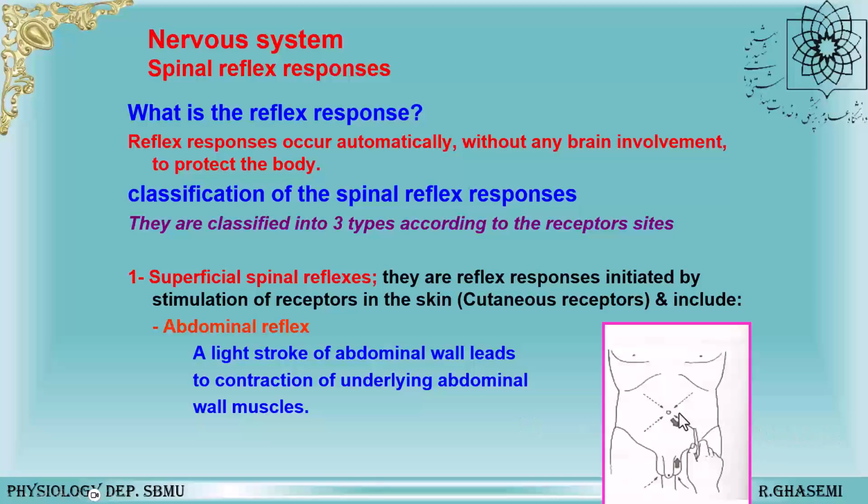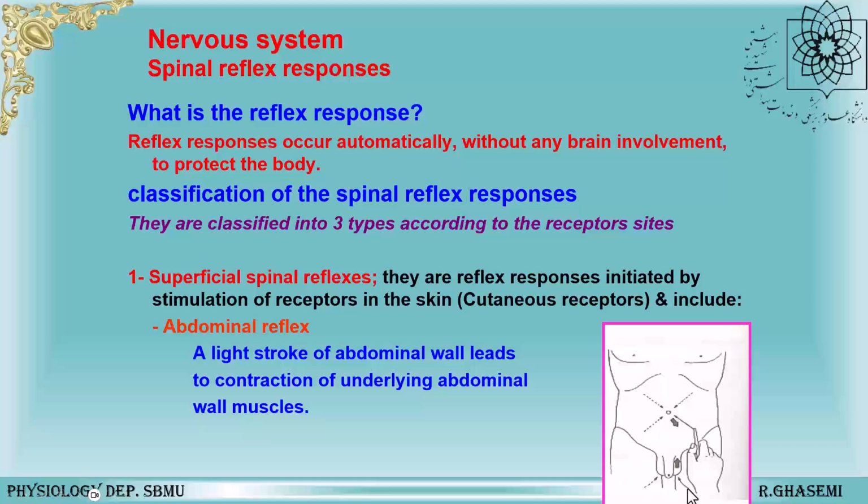Let me bring you some examples of the superficial reflexes. For example, the abdominal reflex. In the abdominal reflex, a light stroke of the abdominal wall leads to the contraction of the underlying abdominal muscle, and immediately the muscle will be contracted. This is a superficial spinal reflex. Another superficial spinal reflex that can be evoked in boys is the cremasteric reflex.